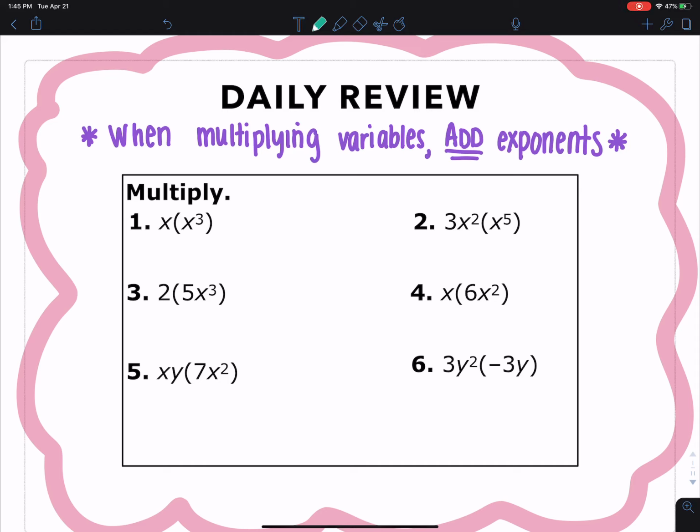Okay, so we're going to go through the notes for 4.2, which is multiplying polynomials. In the daily review, it's really important that you understand exponent rules. So when you multiply variables, you're going to add the exponents together.